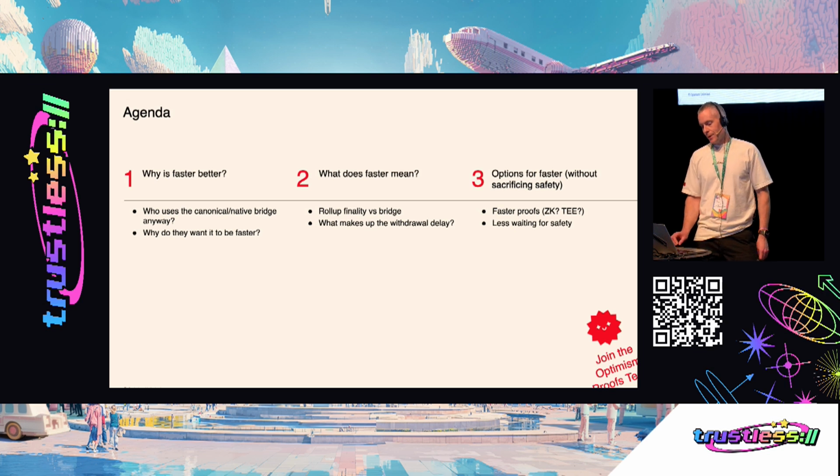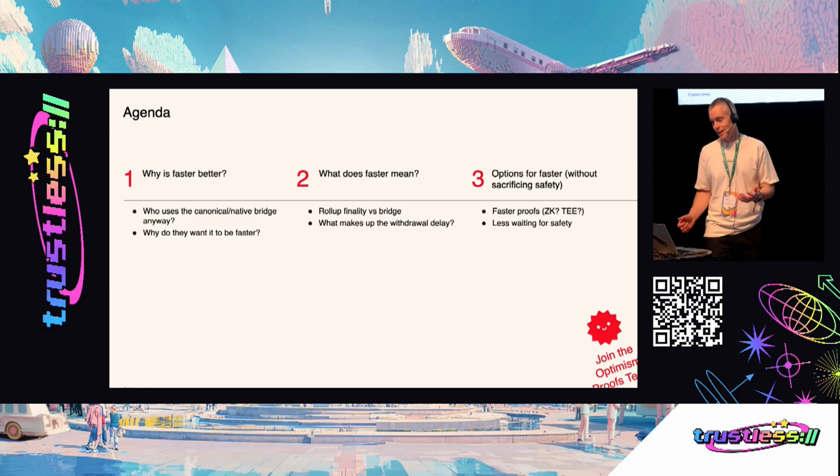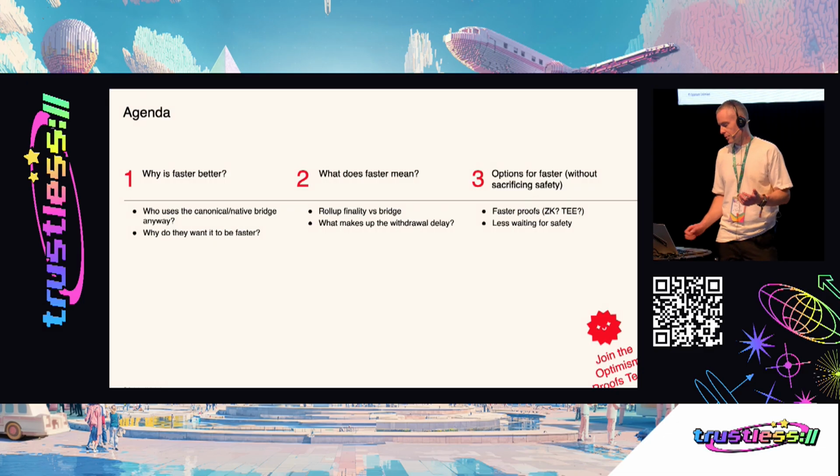Okay, cool. So we're going to basically cover three big things. Why faster is better, what it actually means to speed up the proof and make it faster, what are the parts of the proof that actually take the time, and what are the options to give faster proofs.